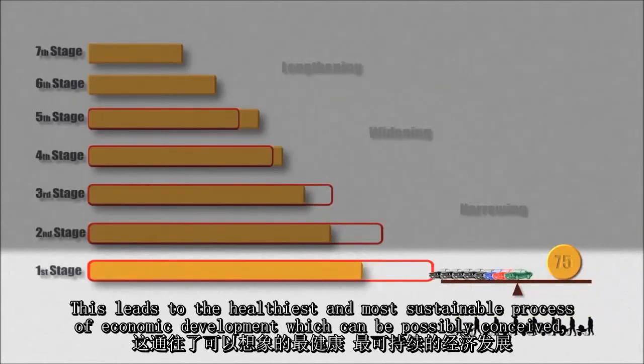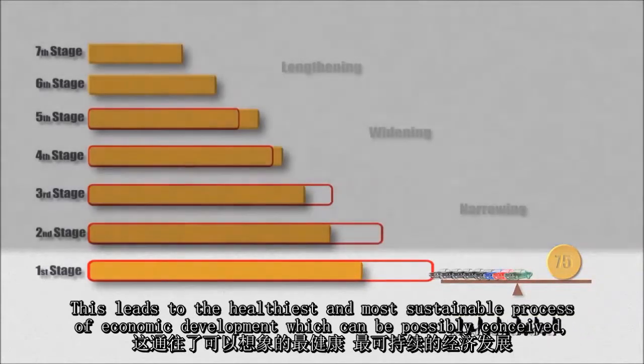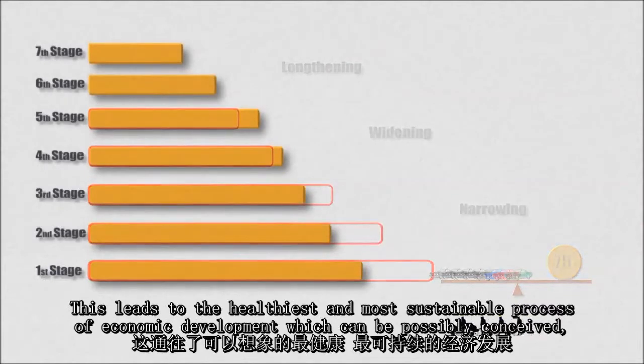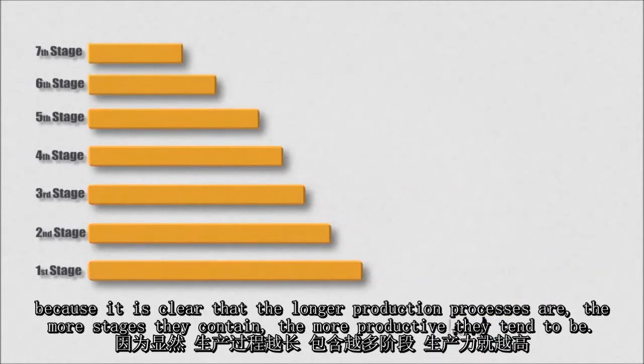This leads to the healthiest and most sustainable process of economic development which can possibly be conceived, because it is clear that the longer production processes are, the more stages they contain, the more productive they tend to be.